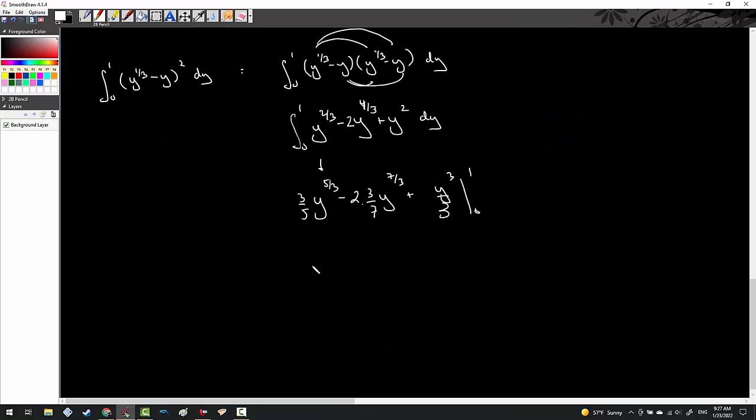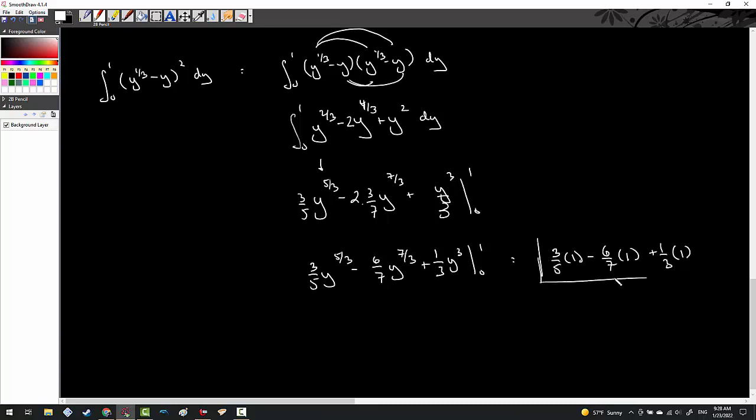So let's simplify this out a little bit. It's going to be 3/5 y^(5/3) minus 6/7 y^(7/3) plus 1/3 y cubed on 0 to 1. Luckily, anything with 0 on it is going to go away. So really what I'm left with is 3/5 times 1 minus 6/7 again times 1 plus 1/3 again times 1. Again, anything with a 0 is going to get left off. There's no real need to go any further than this. We'll just leave it right there.